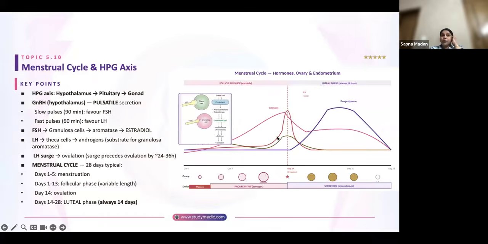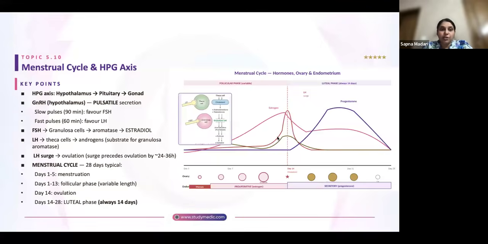Okay, so let's talk about the menstrual cycle and the HPG axis. So it is the hypothalamus pituitary gonad axis, and the hypothalamus will release GnRH in a pulsatile manner. It releases slow pulses, that means pulses of 90 minutes. That will favor the release of FSH, and later the pulses will increase in frequency. They will become every 60 minutes, and that will favor the release of luteinizing hormone.